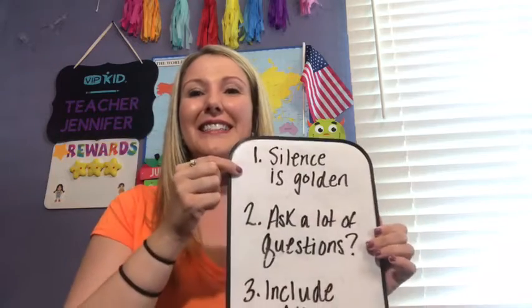Number 1, silence is golden. Why is silence golden? Well, in Level 4, students should be speaking about 70% of the time, and teachers should be speaking about 30% of the time. So when we have an imaginary student on the other end, we want to make sure that we give them time to respond, which equals silence.